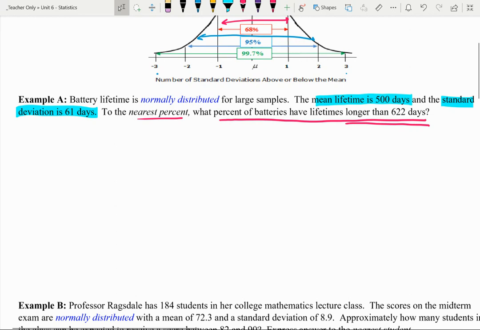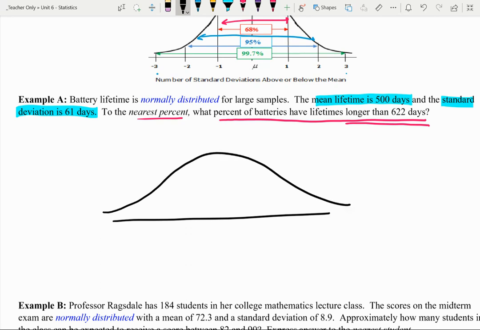The first thing we should do is draw our normal curve in order to break this down and analyze it. We're going to do our best here. It should be symmetric and relatively bell curved. It takes a little bit of practice, myself included there. Let's put the mean better in the middle there. So my mean, I'm going to use mu here, is 500 days. And for each one of my standard deviations, we're adding or subtracting 61 days.